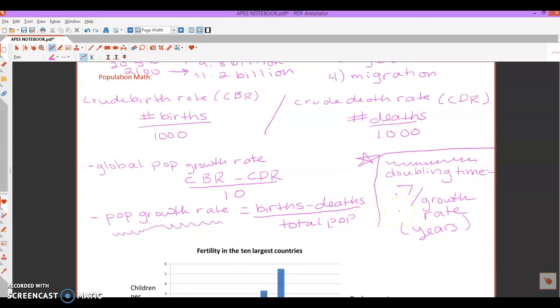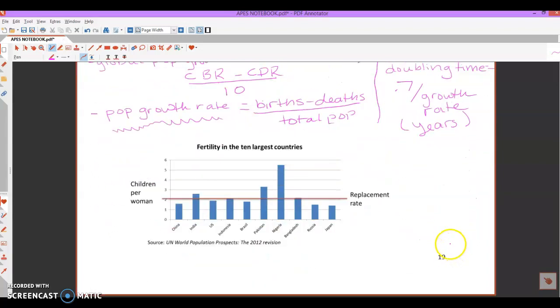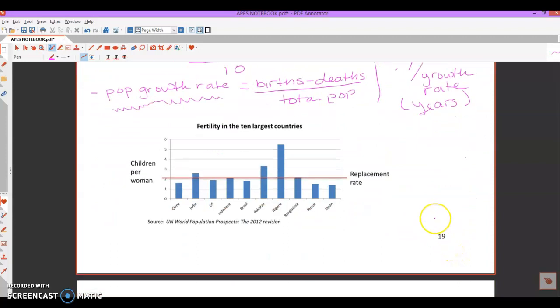Okay, all right, the last thing that is on this page for us to talk about is the fertility in the 10 largest countries in the world. So what 3 countries have the highest population? We know that China is the largest, India is second, and the United States is third. India will be passing China within the next few years.